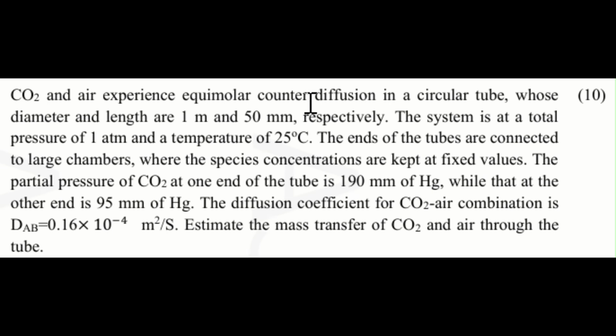The ends of the tube are connected to a large chamber where the concentrations are kept constant. The partial pressure of CO2 at one end is 190 mm of mercury, and at the other end it is 95 mm of mercury. The diffusion coefficient is given as 0.16 into 10 raised to minus 4 meter square per second. Then we have to determine the mass transfer of carbon dioxide and air. That's what you have to determine.